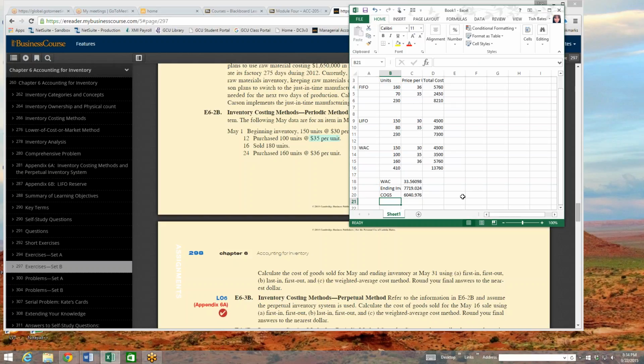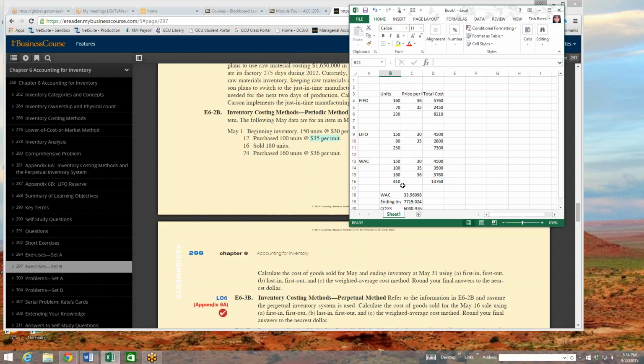6,041. So thing to note on this, if you want to round to the nearest dollar, that's fine, or if you want to round to 2 decimal places, that's fine. Either way, I'm not gonna count off for that. Okay, so that's how you do this periodic method.